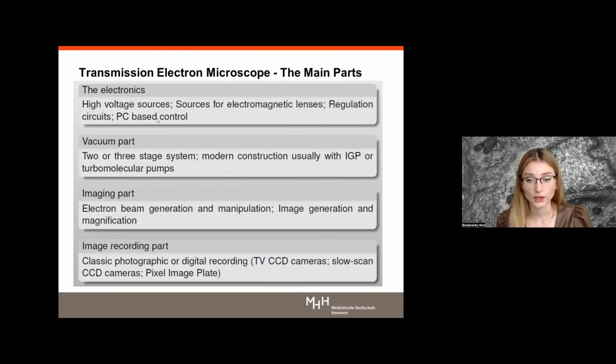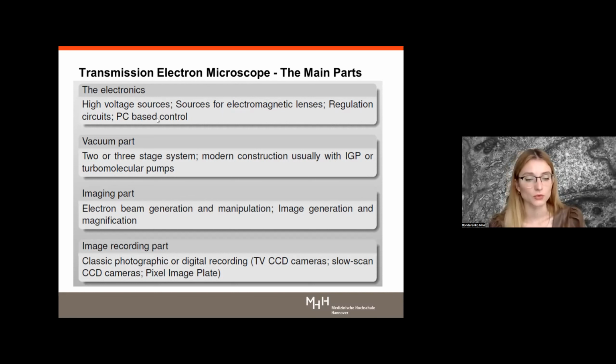Main parts of the electron microscope. The electronic part consists of high voltage sources, sources for electromagnetic lenses, regulation circuits, and PC-based control. Then the vacuum part, because I didn't mention it, but electrons pass through the electron microscope only in a vacuum.